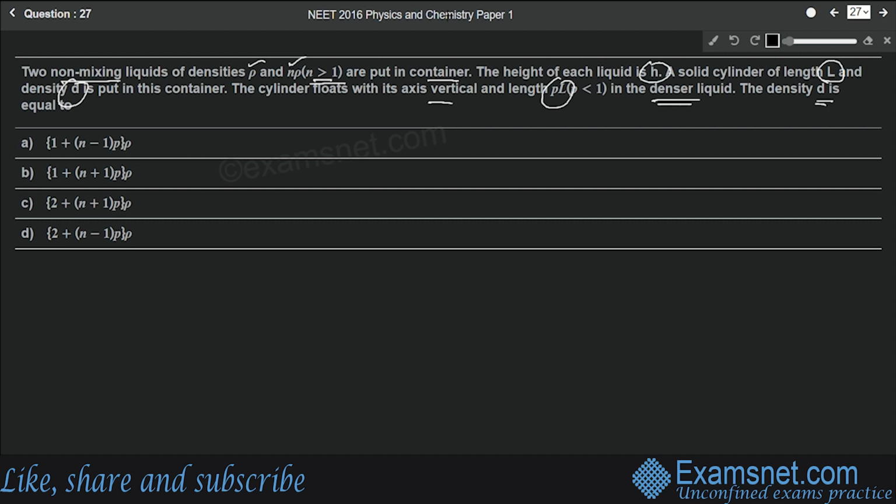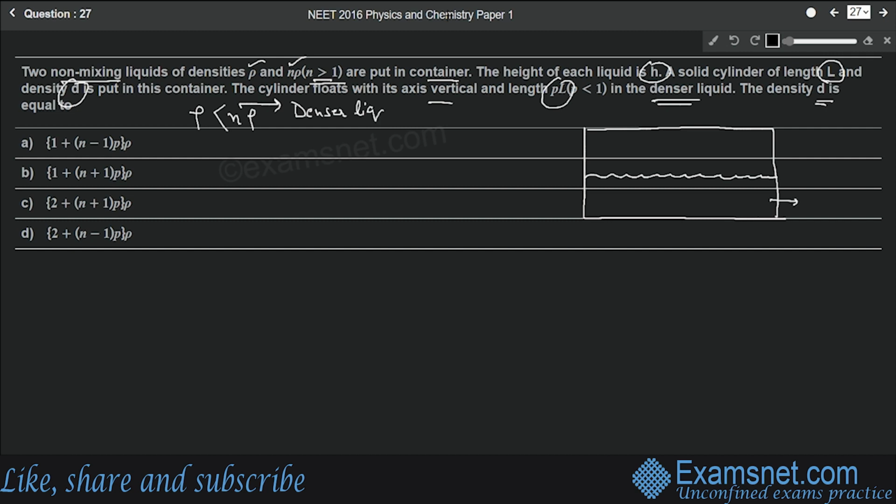So let's understand the question here and pay attention right from the beginning, because this is going to be a lengthy solution. So we have a container. Say this is your container. We have two different liquids with different densities. Suppose this is the point of separation of the two liquids. In the first line of the question, it is given that the densities of the liquids are rho and n rho. So which one is more? N rho is more because n is greater than 1. So the denser liquid will have this density n rho.